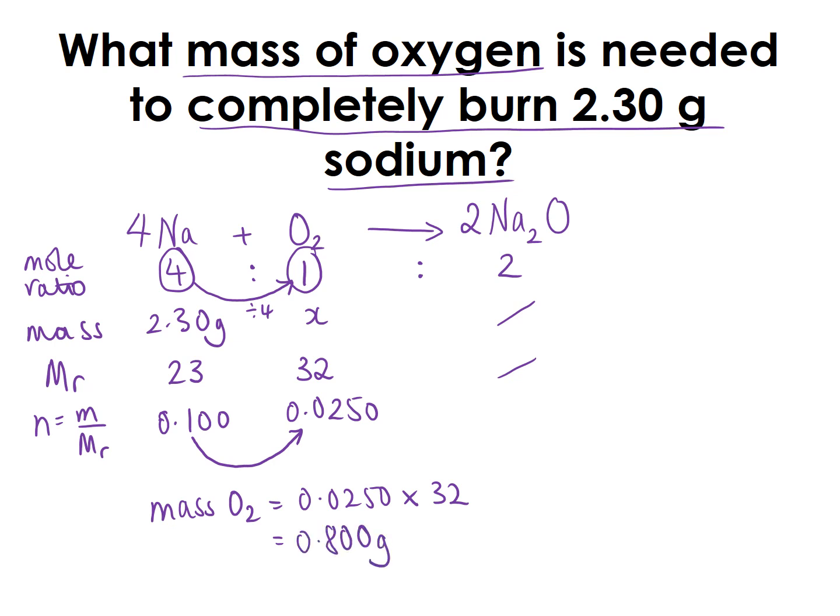That gets 0.800 grams of oxygen. Now notice here, importantly, it's 4 moles of sodium in the equation, but the MR on this line is for 1 mole, and that's really important. So the MR is the mass in grams of 1 mole of that substance. As long as you remember that and follow this method, you can't go too far wrong. So have a go at some practice ones, please.